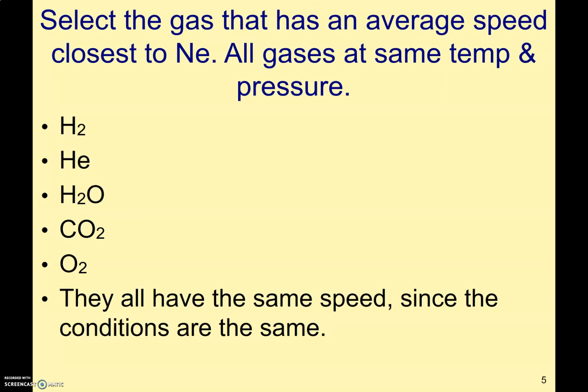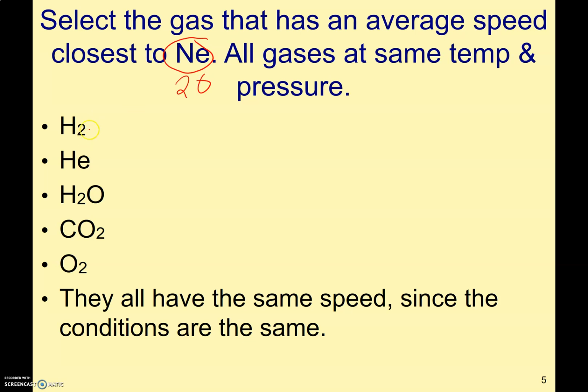Here's another check for understanding. It says, select the gas that has an average speed closest to Ne. All the gases are at the same temp and pressure. So you want to find the gas that has the closest molar mass to Ne. I'm going to round the molar masses to the nearest whole number for this case, since it is multiple choice. The molar mass of Ne is about 20.